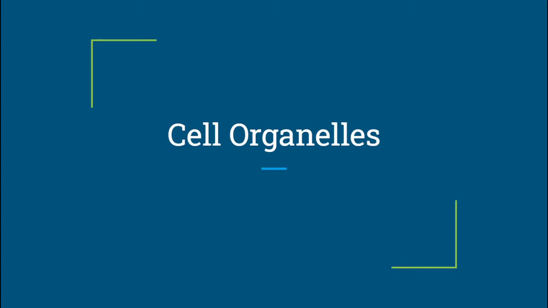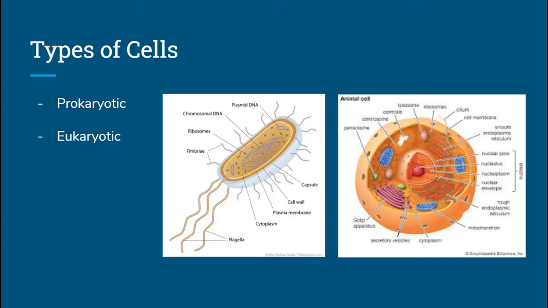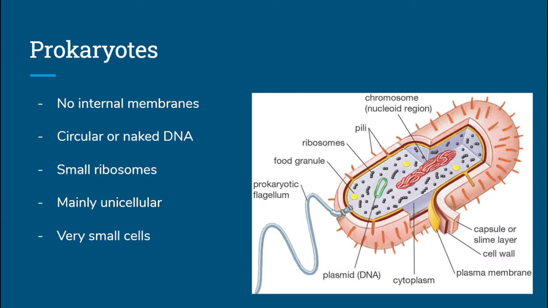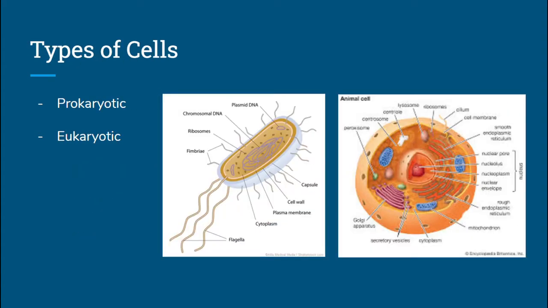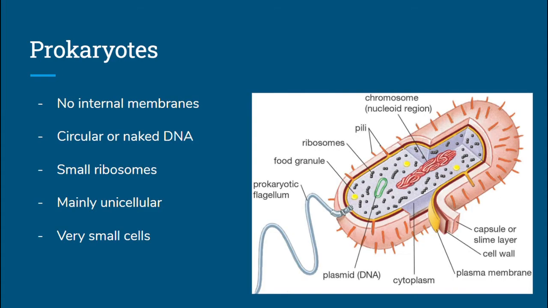Okay, so today we're going to be talking about cell organelles. First, to start off, we're just going to do a little bit of background. There are two different types of cells, and these are prokaryotic and eukaryotic cells. On the left here, we have a prokaryotic cell. On the right, we have a eukaryotic animal cell.